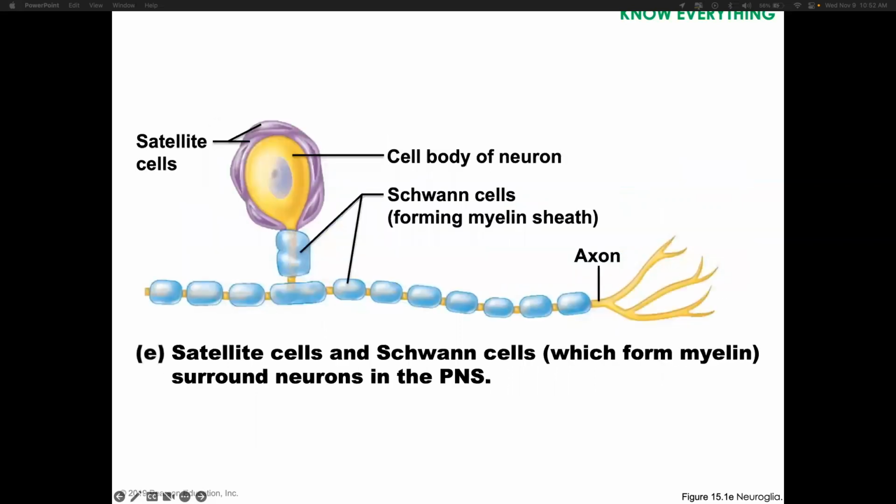And then this slide shows the two types of neuroglia in the peripheral nervous system. We have our satellite cells and our Schwann cells. Satellite cells are similar to astrocytes, and they help protect, cushion, and provide nutrients to cell bodies. And the Schwann cells are similar to the oligodendrocytes, and they produce the myelin sheath of the peripheral nerves.